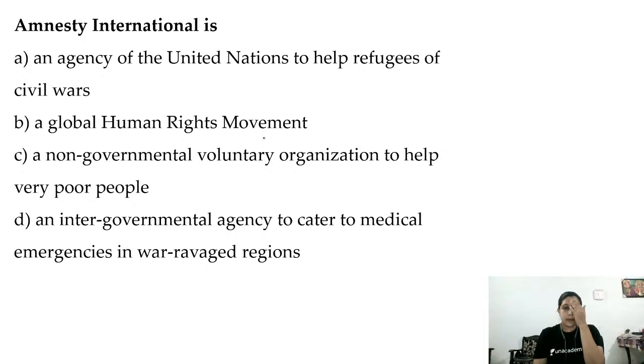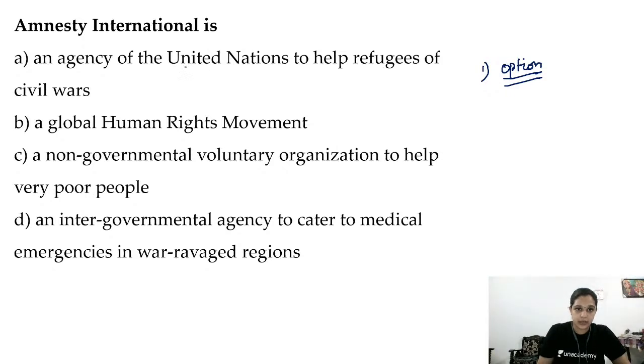Amnesty International. See, Amnesty International has been asked in the examination twice. 2018, yesterday's question paper you saw. One of the options was the rule of law index. In that, one of the options was Amnesty International. So what is the work of Amnesty International? Is it an agency of the United Nations to help refugees of civil war? Definitely not. It is not a UN agency.